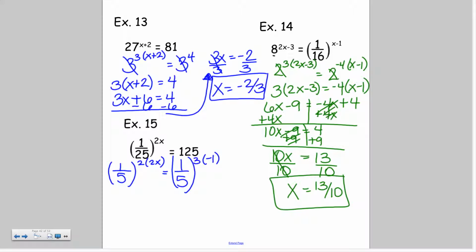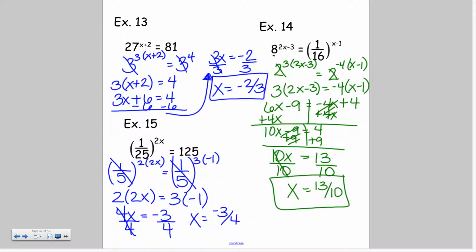All right, so same concept. It's just that I kept it as a fraction. Same base. So I have 2 times 2x is equal to 3 times negative 1. All right, so I have 4x when I distribute is equal to negative 3. All right, and then I'm just going to divide by 4. I'm going to get x is equal to negative 3/4.